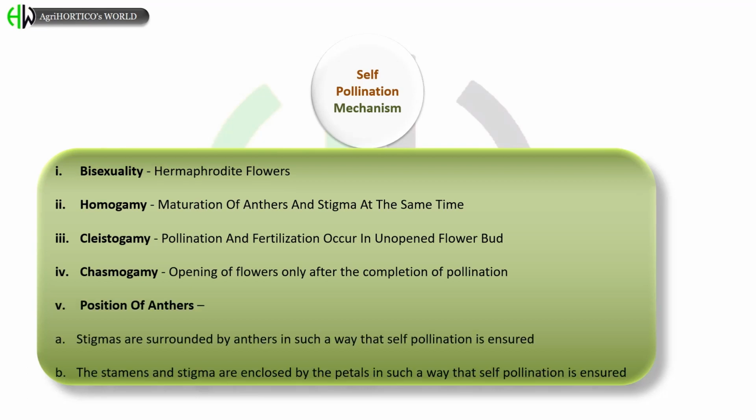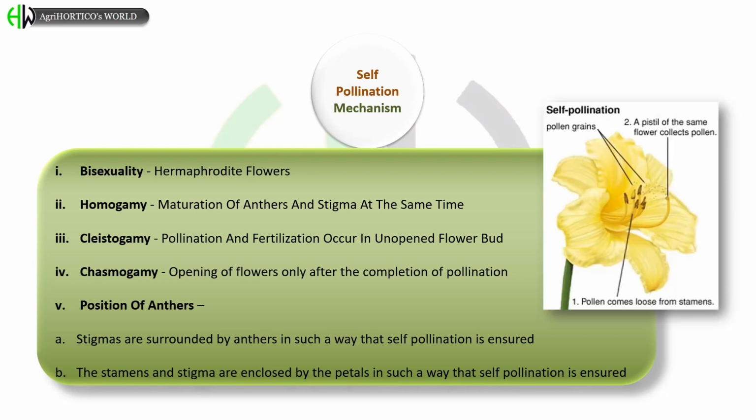And lastly, depending on the position of anthers, in this, stigmas are surrounded by anthers in such a way that self-pollination is ensured, and in the other, the stamens and stigma are enclosed by the petals in such a way that self-pollination takes place. Coming to cross-pollination mechanisms.